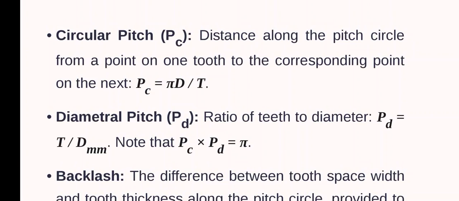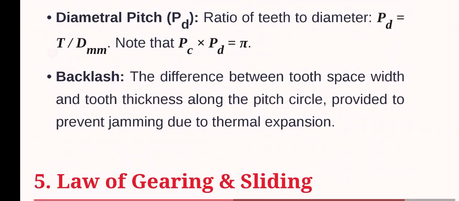Circular pitch (PC). Distance along the pitch circle from a point on one tooth to the corresponding point on the next, PC = pi d by T. Diametral pitch (PD). Ratio of teeth to diameter, PD = T by d mm. Note that PC into PD = pi. Backlash. The difference between tooth space width and tooth thickness along the pitch circle, provided to prevent jamming due to thermal expansion.